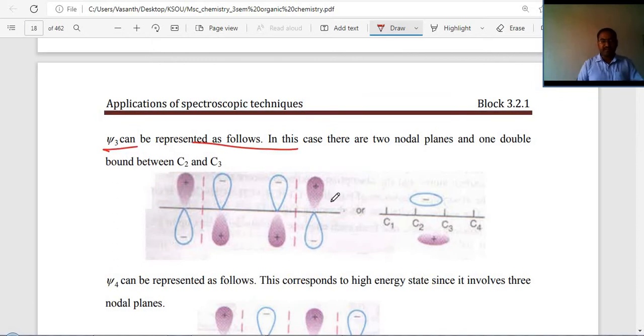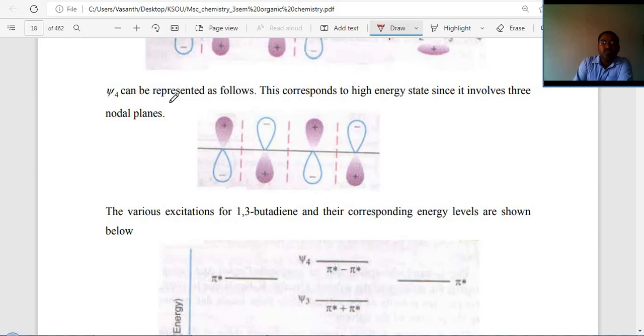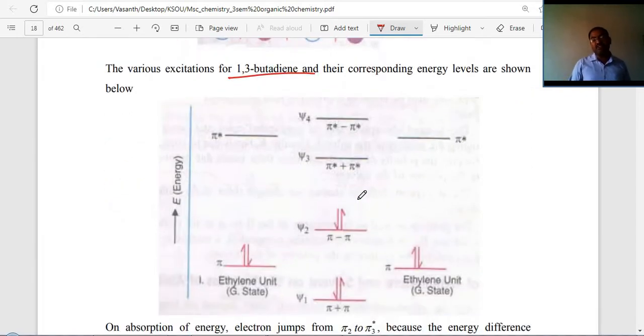Psi 3 can be represented as follows. In this case, there are two nodal planes and one double bond between C2 and C3. Psi 4 can be represented as follows. This corresponds to a high energy state since it involves three nodal planes. The various excitations for 1,3-butadiene and their corresponding energy levels are shown below.